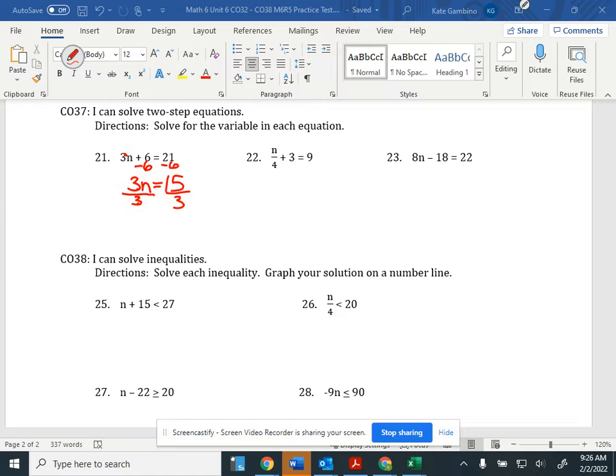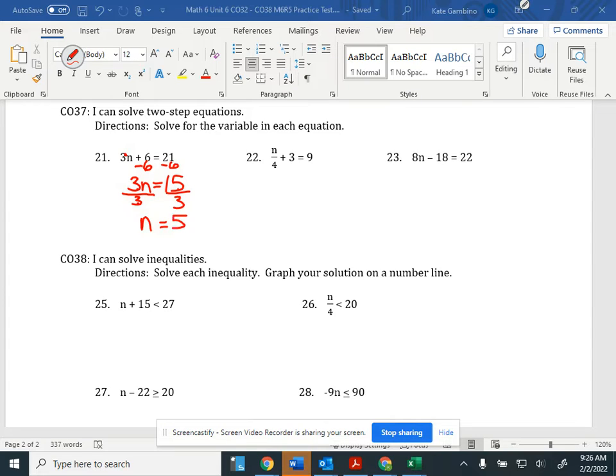3 divided by 3 is 1. 1 times n is just n. So I'm going to leave it at that. Now I'm down to my n. 15 divided by 3. Can I leave it at 15 thirds, Nolan? No. I actually have to do the math. I cannot leave that fraction as an answer. I've got to do the math. What is 15 divided by 3, Regan?